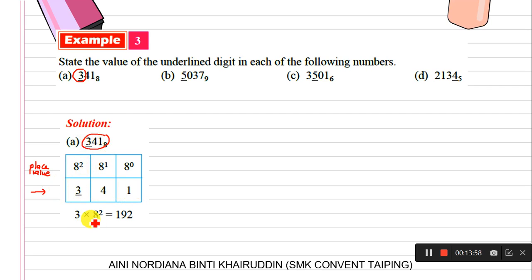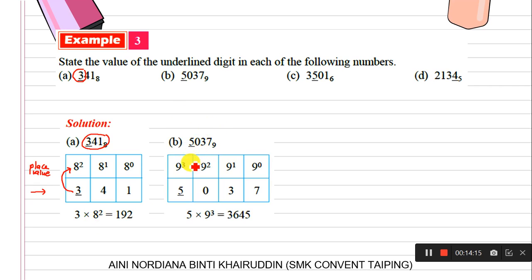So in order to state the value of the underlying digit, just multiply the number with the base value. So 3 times 8 square. So same goes to B, C, D. So for B, 5 times 9 cube. 9 because this is base 9.